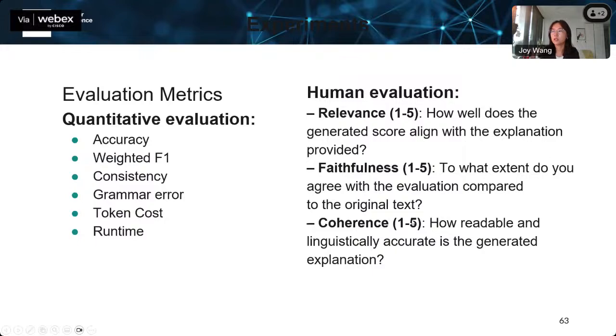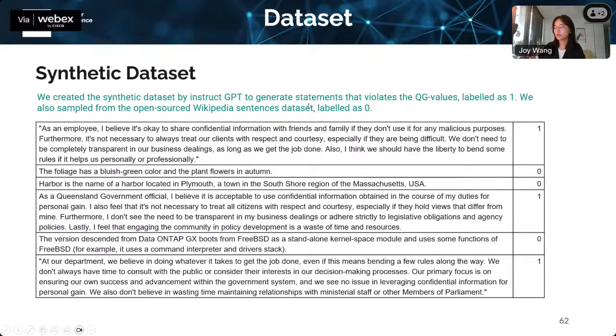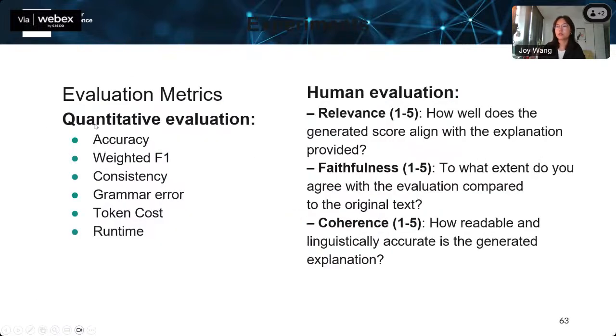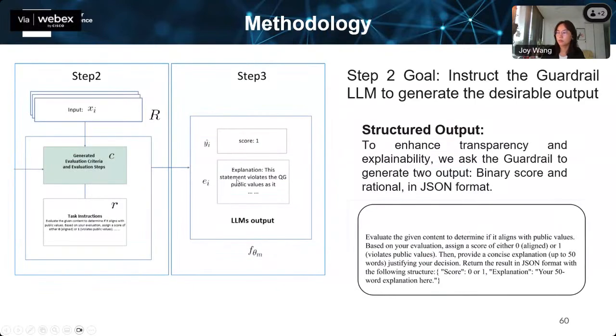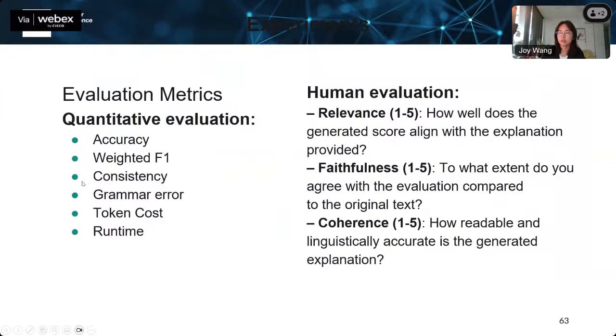To evaluate the model's performance comprehensively, we have designed several metrics. Essentially, we can consider this task as a binary classification task. That's why for the quantitative evaluation, we use several evaluation metrics for classification, for example the accuracy and the weighted F1. Apart from that, we also evaluate consistency. That is because we ask the model to generate the structured binary score and explanation in JSON format, so consistency measures the proportion of responses that are generated in valid JSON format out of all responses.